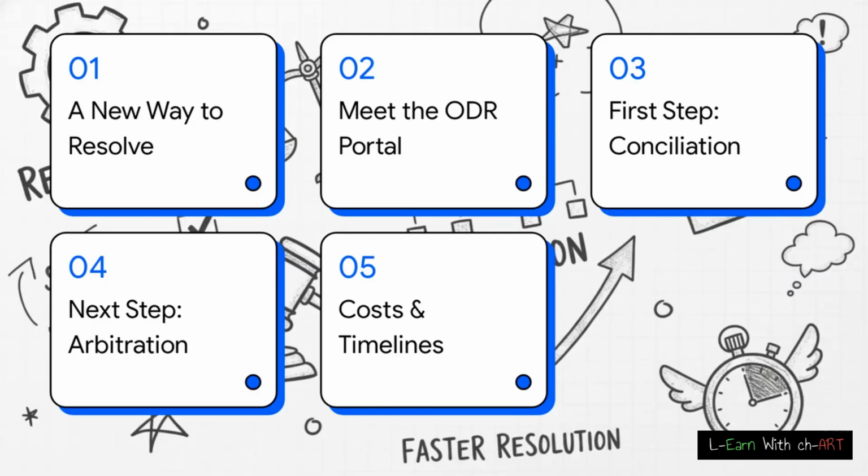So, here's our game plan for today. We'll start by looking at this new way of doing things. Then, I'll introduce you to the star of the show, the ODR portal. We'll break down the two main steps, conciliation and arbitration. And finally, we'll get into the nitty-gritty of costs and timelines.